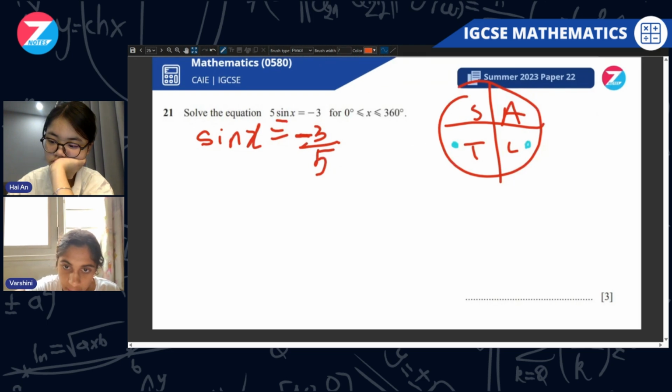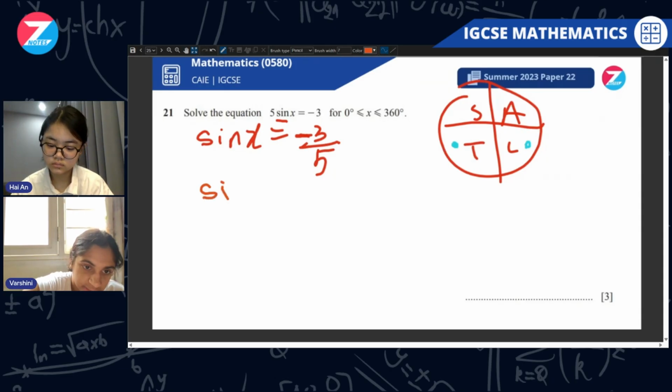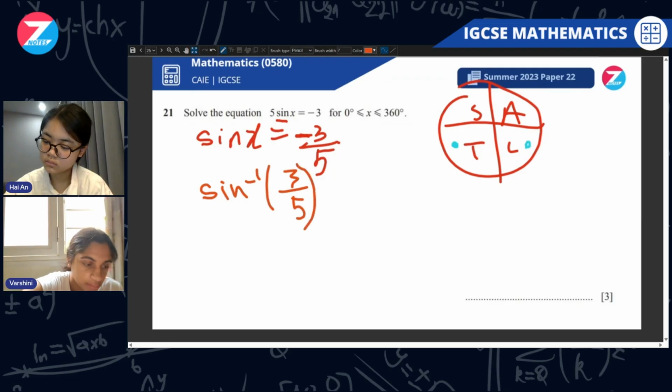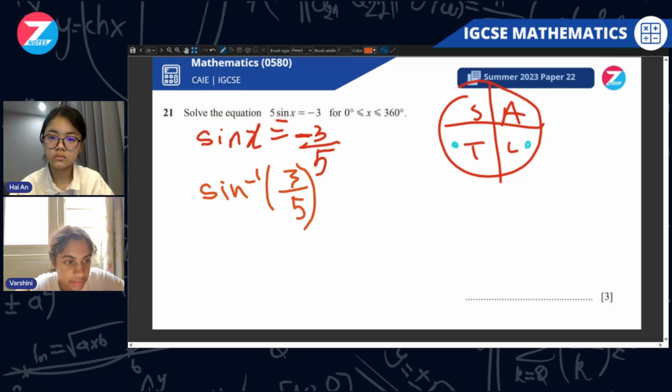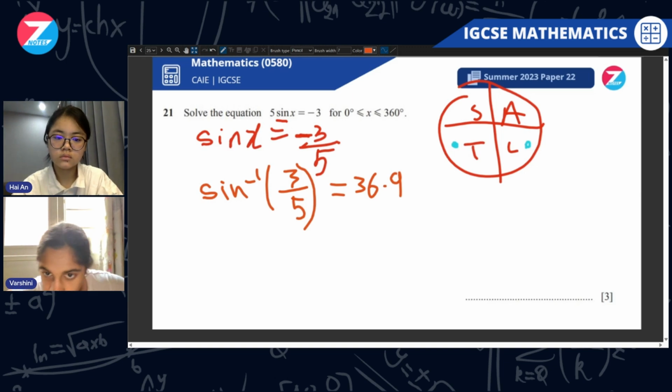Okay, so now we can find the value without it being negative. So we're just going to take the sine inverse of 3 by 5. And if you put that in your calculator, 3 divided by 5, you should get 36.9 if you round it off. 36.9. Okay, so now remember we want the value of sine in this tan quadrant and the cos quadrant.